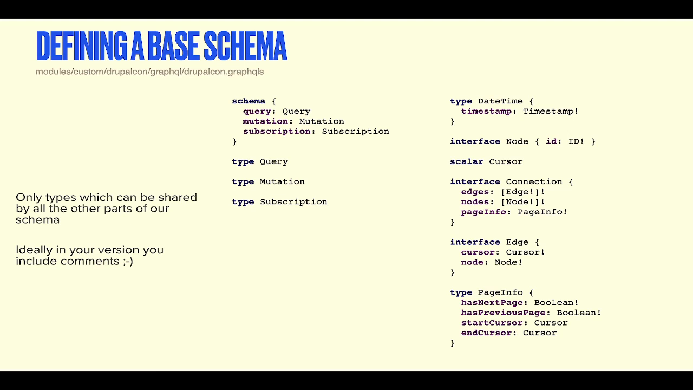The second thing you see is the node interface. This is common in the Relay GraphQL client to make refetching of data easier. We'll implement that when we get to chat messages later. And the final four things you see, the cursor scalar, the connection interface, the edge interface, and the page info type are all for the Relay connection specification to help paginate long lists. They work particularly well if you want to do infinite scroll because they make you resistant to things like insertion and deletion within your list as you're paginating.